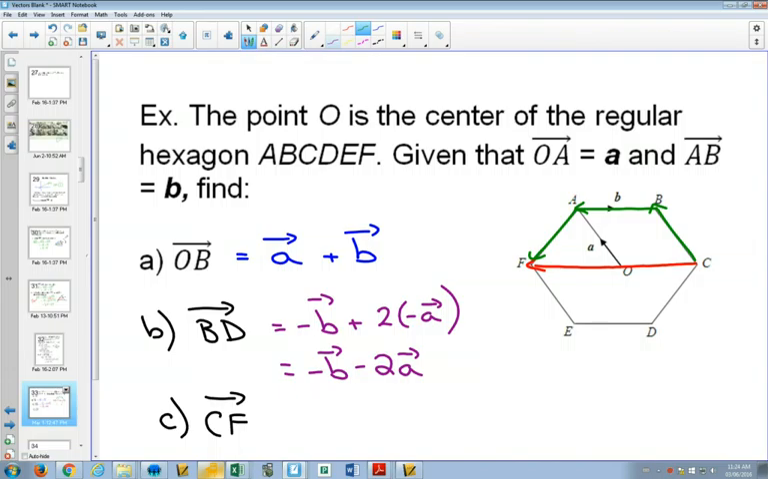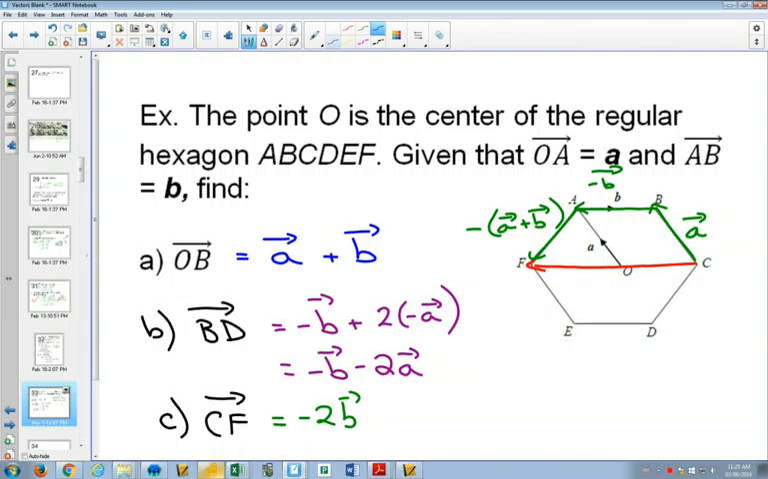Can you see that C to B is the same as the vector A? From B to A, that would be negative B. And A to F is the same as negative A plus B, which we figured out in part A. If you put all those together, that green route would be negative 2B.